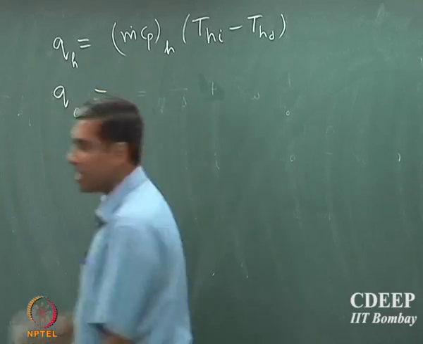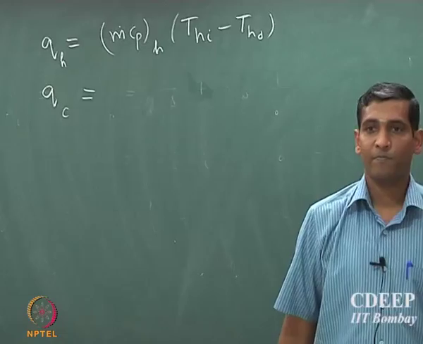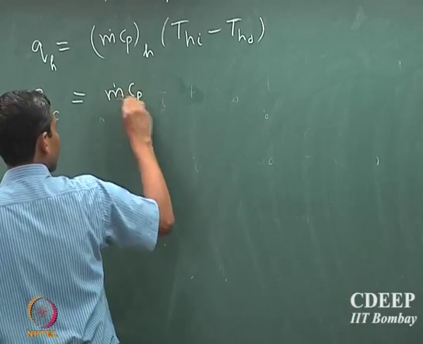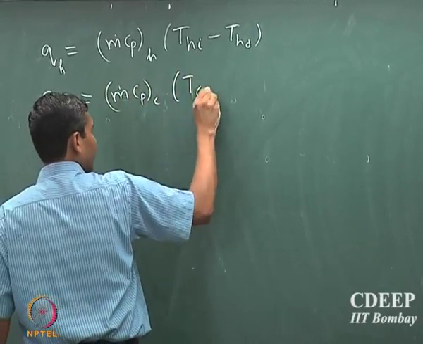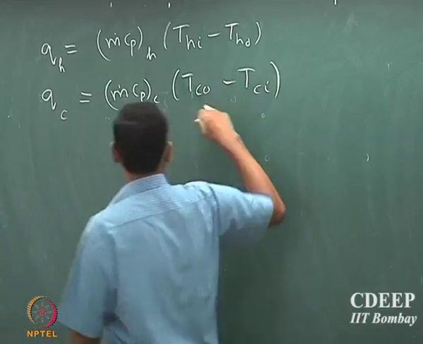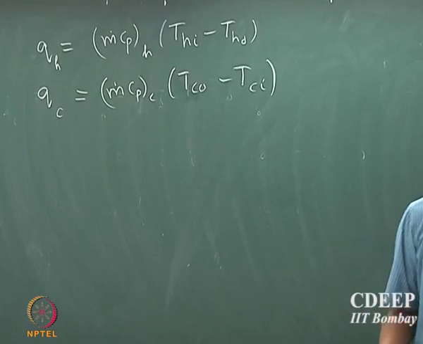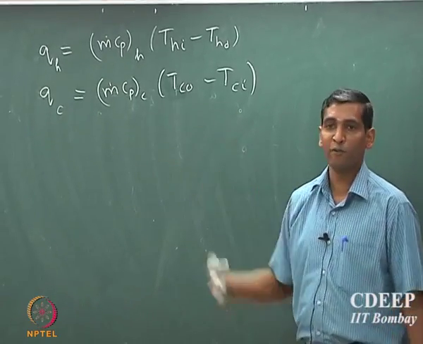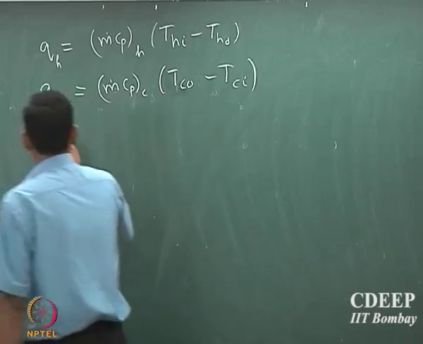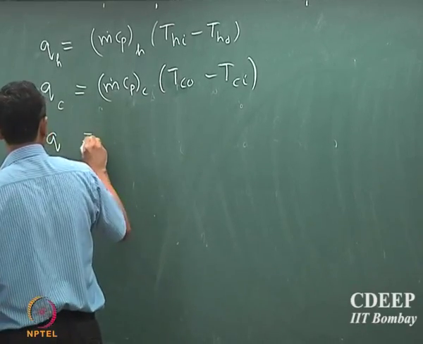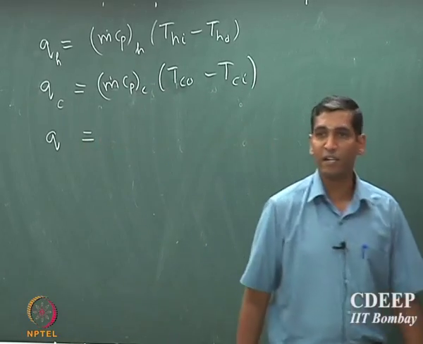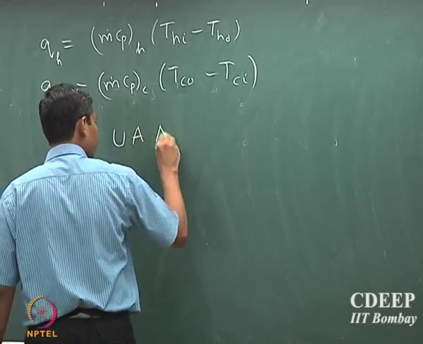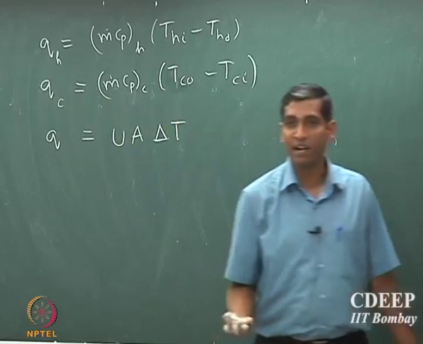And what is the amount of heat that is gained by the cold fluid? It is easy, right. It is m dot Cp of the cold fluid multiplied by Tco minus Tci. Remember that the outlet temperature of the cold fluid is higher than the inlet temperature, because heat is being transported from the hot fluid to the cold fluid. But we also know that the total amount of heat that is transported is equal to UA into some delta T. We do not know what the delta T is.